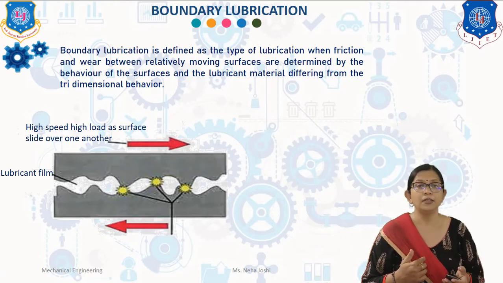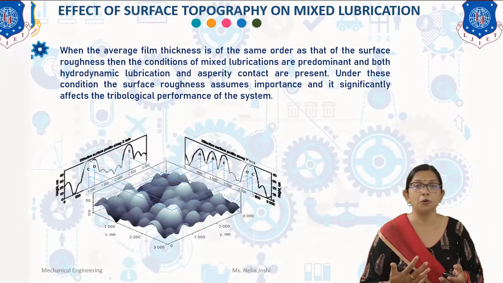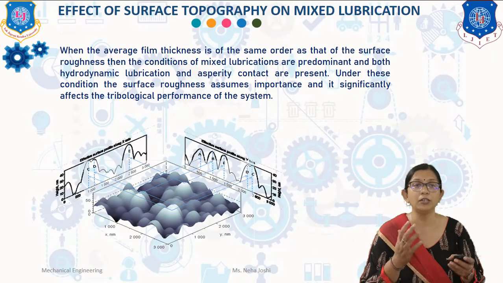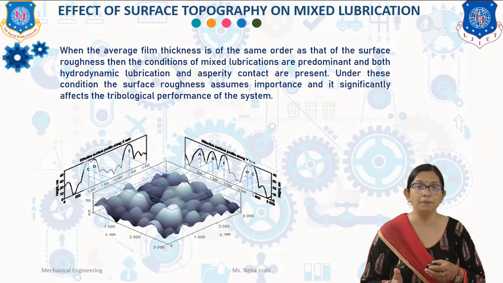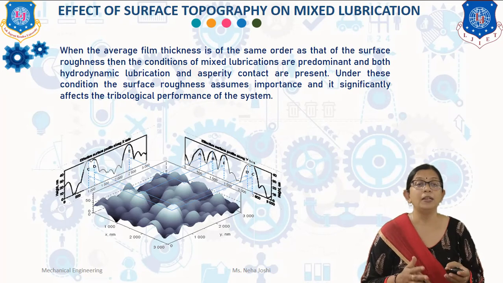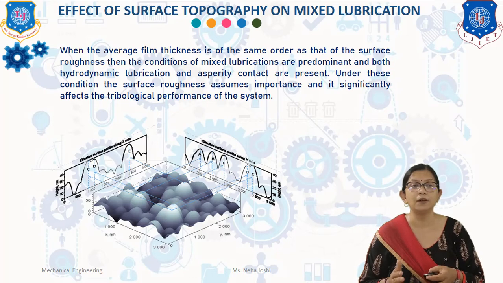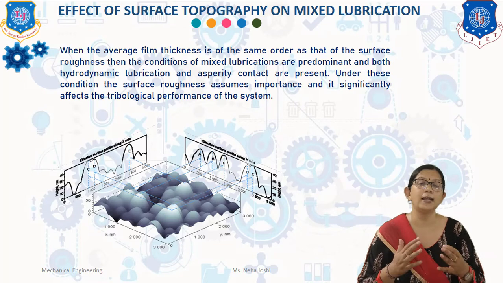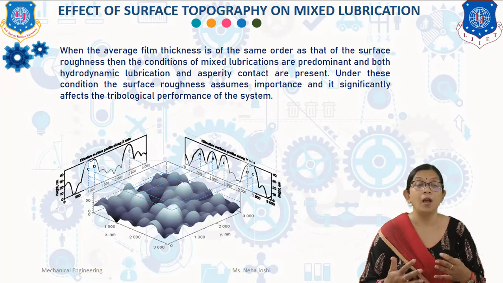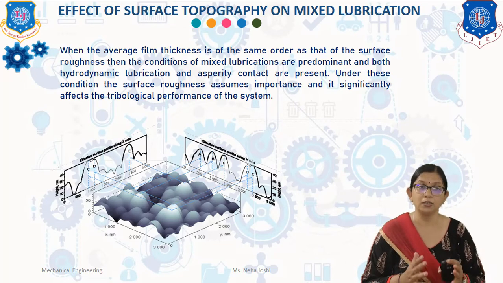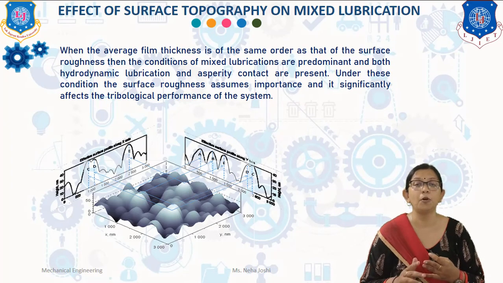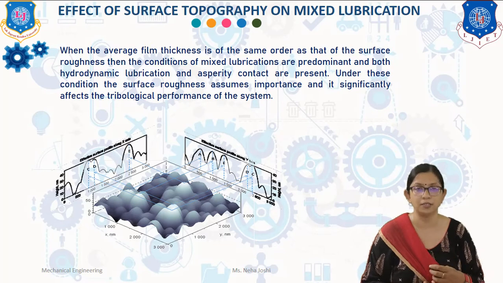Now, we will discuss the effect of surface topography in mixed lubrication. What is the effect of surface topography on mixed lubrication? When the average film thickness is of the same order as that of the surface roughness, then the conditions of mixed lubrication are predominant and both hydrodynamic lubrication and asperity contact are present. Under this condition, the surface roughness assumes importance and it significantly affects the tribological performance of the system.